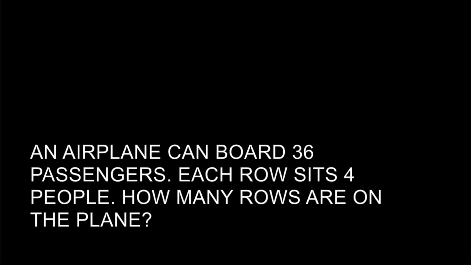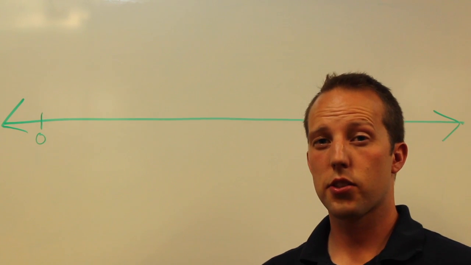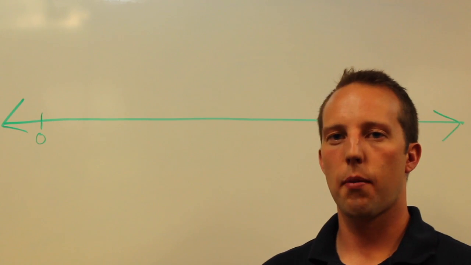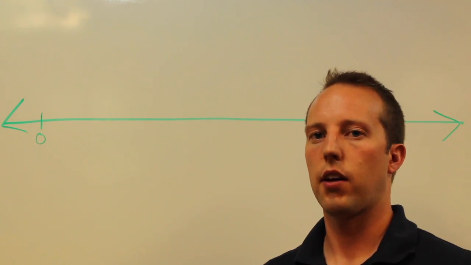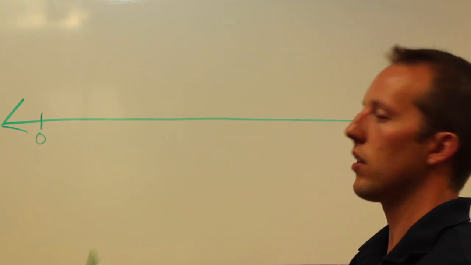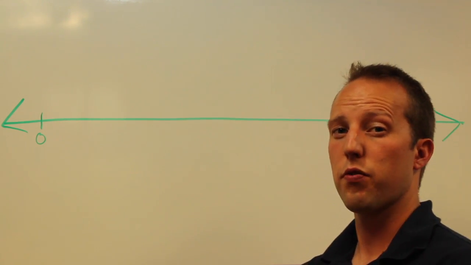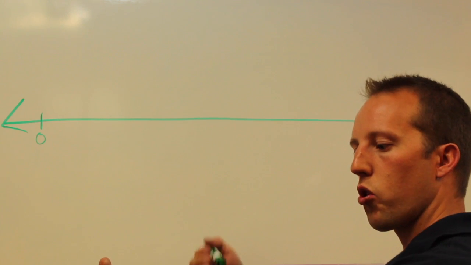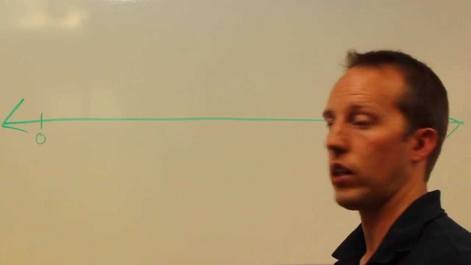So here's the problem. An airplane can board 36 passengers, and each row sits 4 people. So how many rows are on the plane? Okay, so let's start with an open number line. And again, open number line is just a way of skip counting. So we're basically going to skip count by 4s until we get to 36, because we know there's 4 people in each row, and we're just going to go row by row until we hit 36.